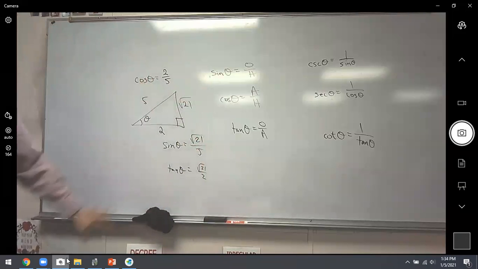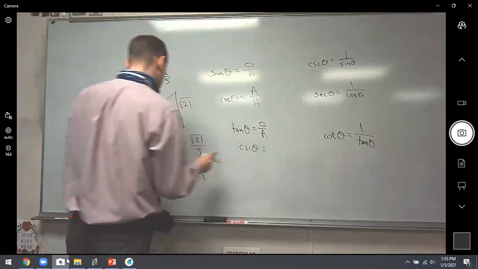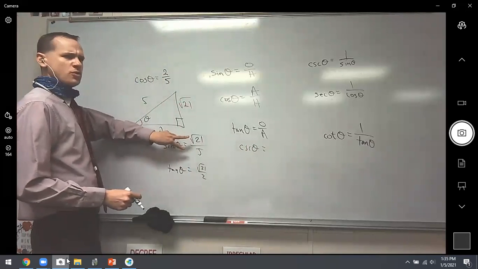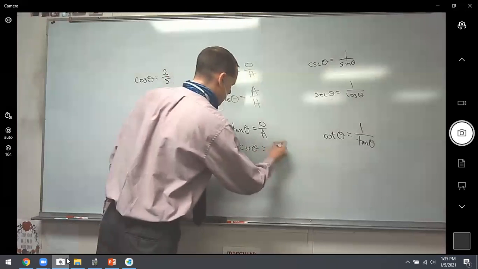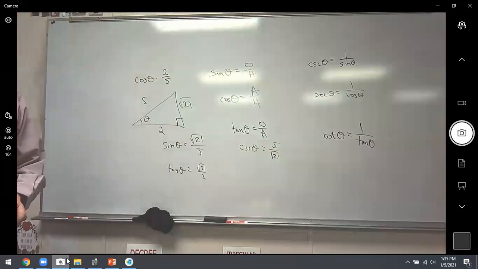And then we got the 3 basic ones, cosine, sine, tangent. All we got to do is flip them to get the other ones. So how about cosecant? Cosecant's what flipped? Sine. Sine was square root of 21 over 5, so we'll call that 5 over square root of 21.